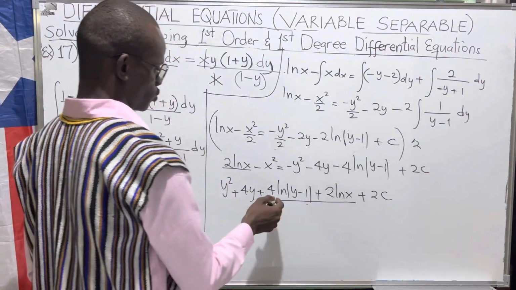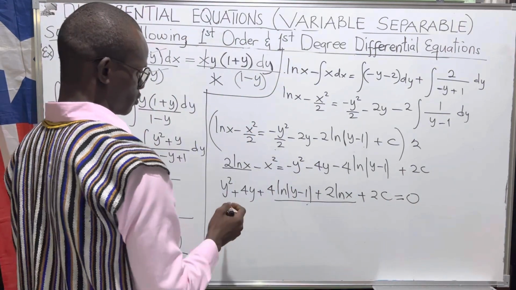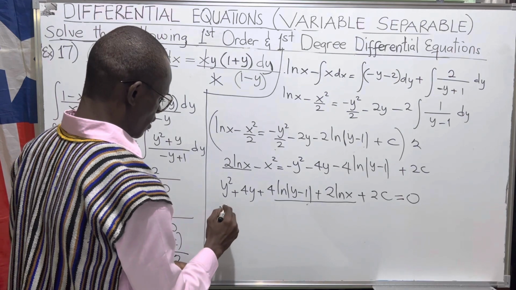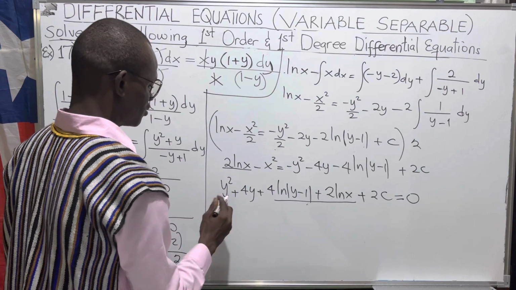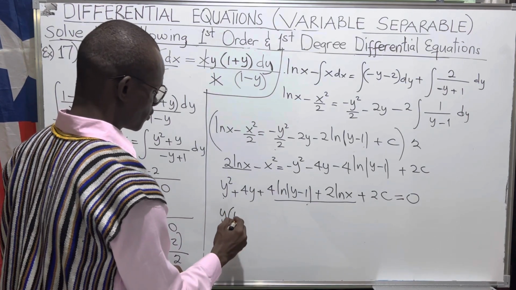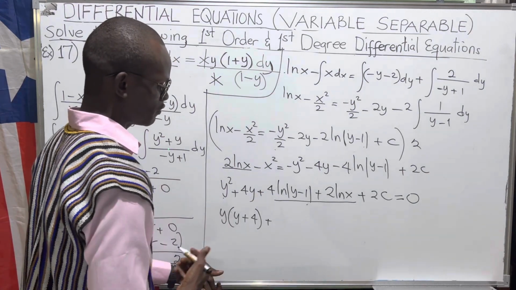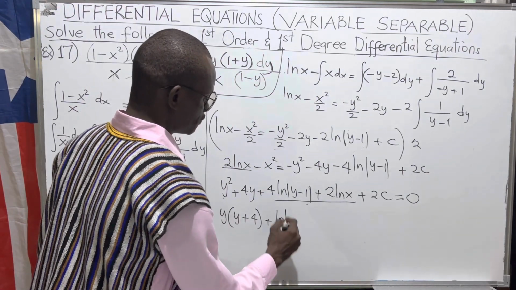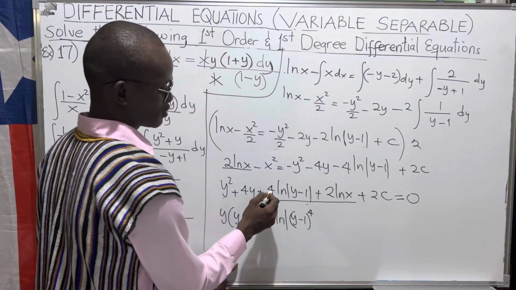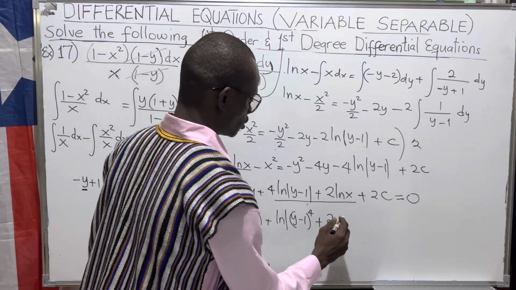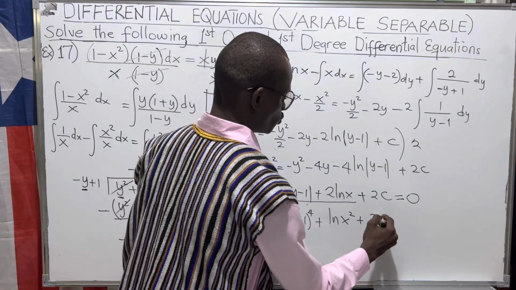So all of this equals 0. Those two we can combine. We have y squared plus 4y, so we factor out y. So y plus 4, plus, just simplifying this further, we get ln of y minus 1 raised to the 4th power because of this, plus ln of x squared plus 2c equals 0.